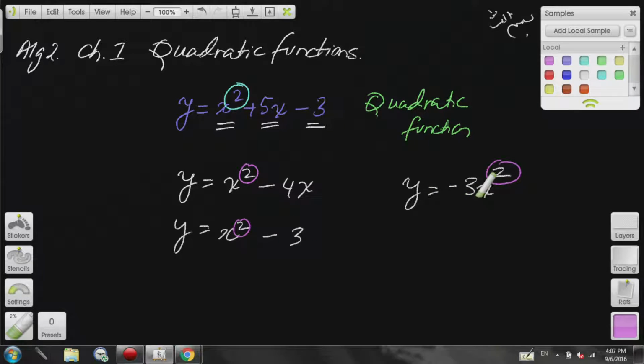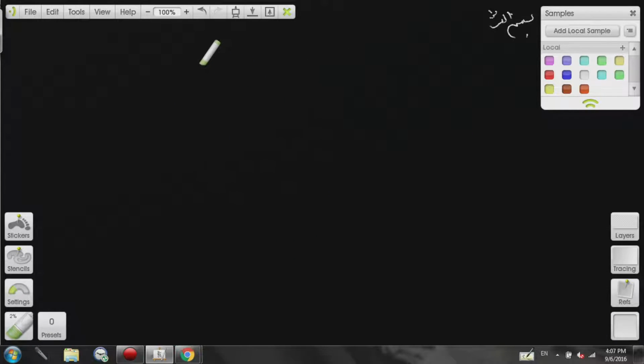This is a one-term polynomial, a one-term monomial. So this is a two-term quadratic function. So any function that is a second-degree function like this is called a quadratic function. Okay? So y equals 3x squared minus 4x plus 7. So this is a quadratic function.